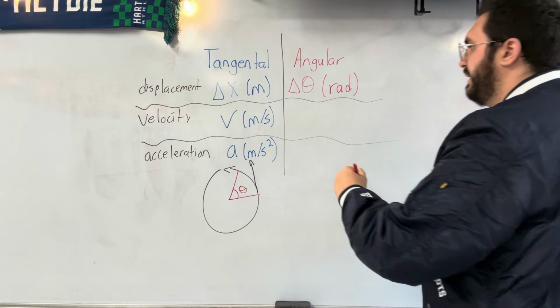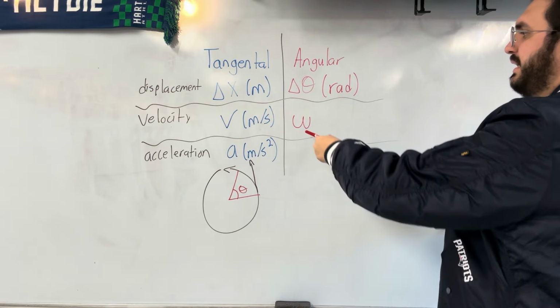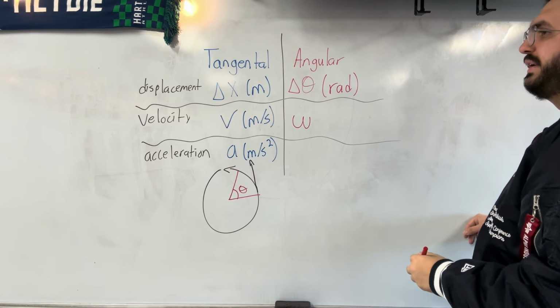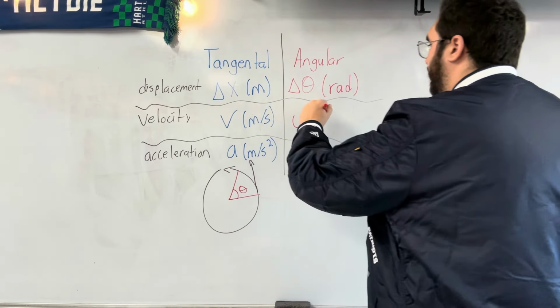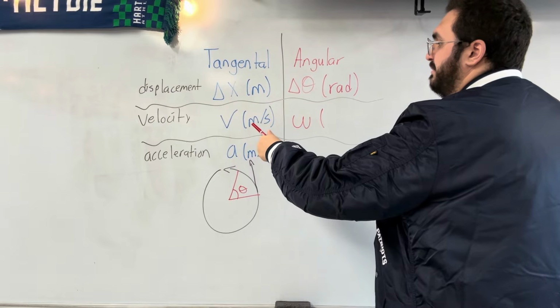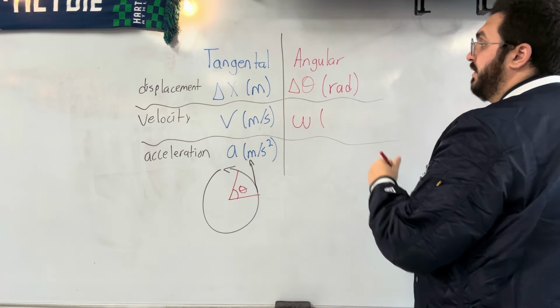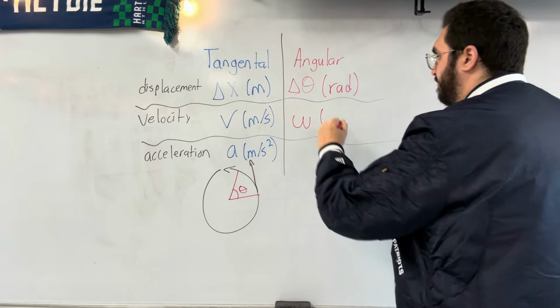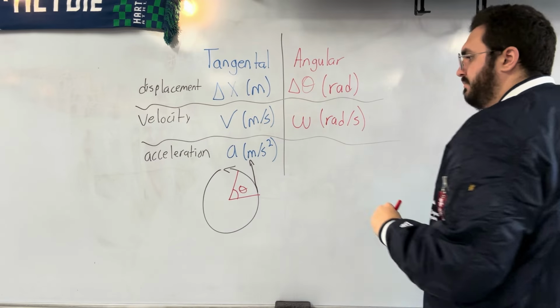Velocity, instead of v, we use the lowercase Greek letter omega, which looks like a bit of a curvier W, I guess you could call it. And like how velocity is measured in meters per second, or unit of displacement per second, angular velocity is measured in radians per second. So radians per second.